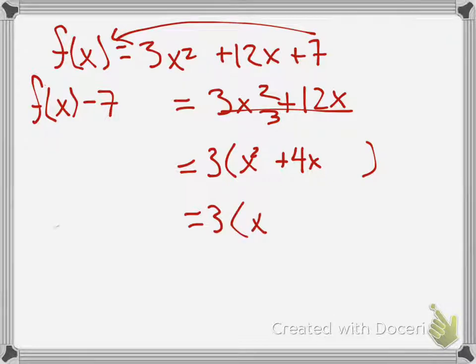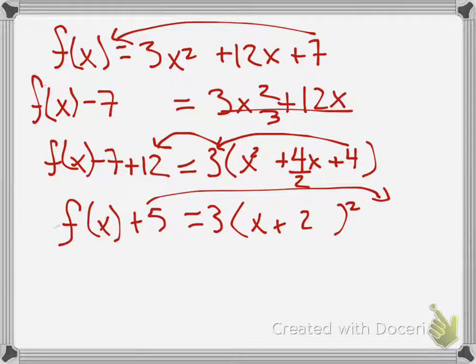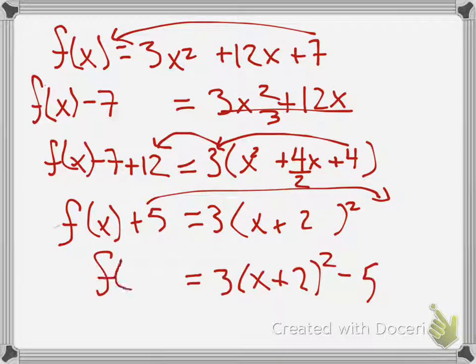3 parentheses x plus. Now I can divide this by 2. Square that. And before I move it over here, I've got to remember, it's got to multiply. So that would give me 12. Then I can go ahead and say plus 5. Move it back over. 3 parentheses x plus 2 squared minus 5, and we are done with that problem, but hopefully you get the idea for the steps.